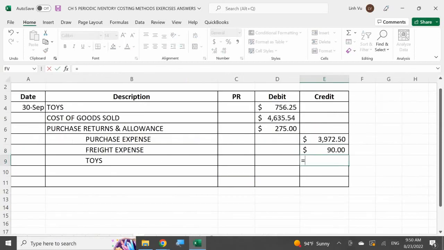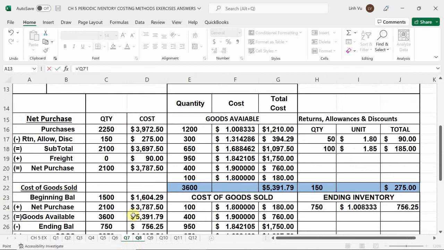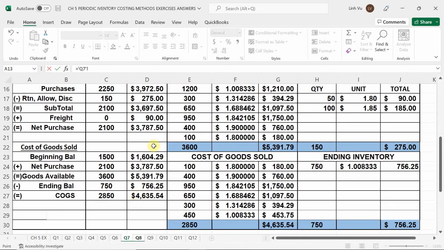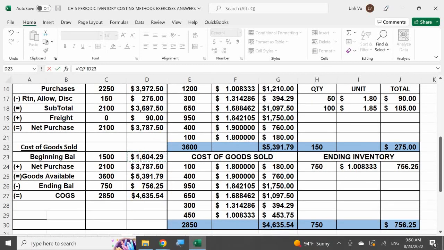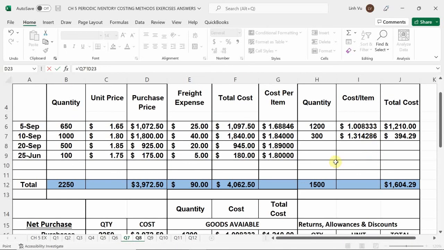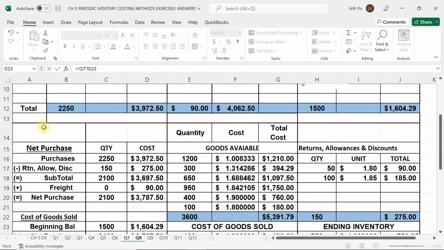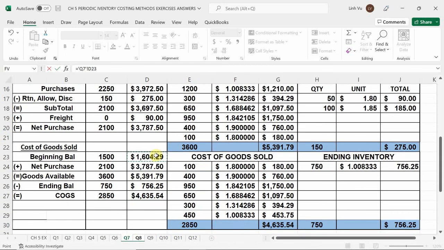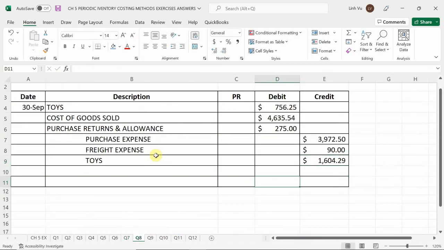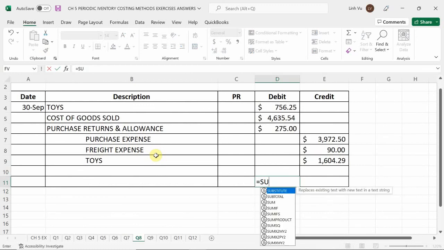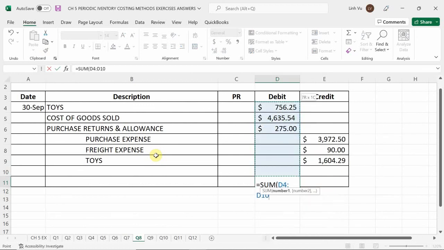My total freight? 90. And last but not least, what was the total balance of my beginning inventory? 3,787.50. That's your net, oh, purchases. 3,697.50. That's your subtotal. Beginning inventory, what was it? 1604.20. There we go, good. 1604.29. So let's do our math real quick and then we will complete the journal description.